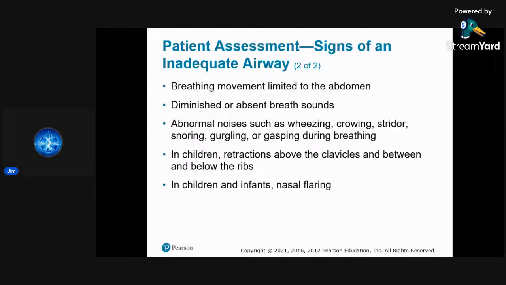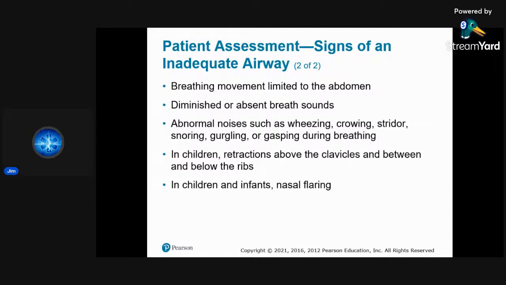Breathing movements limited to the abdomen if they're just belly breathing only. Diminished or absent breath sounds. We'll talk about that later. Abnormal noises such as wheezing, crowing, stridor, gargling, gasping, all those. Like I said, you should not hear someone breathing.